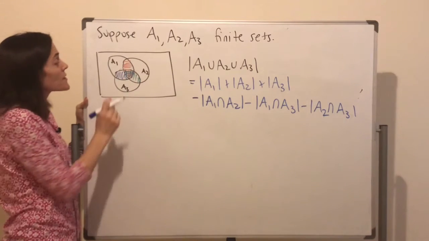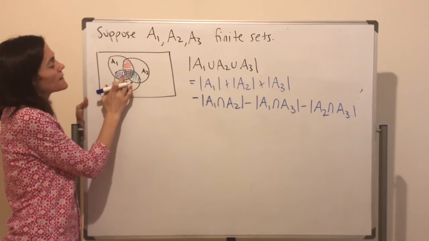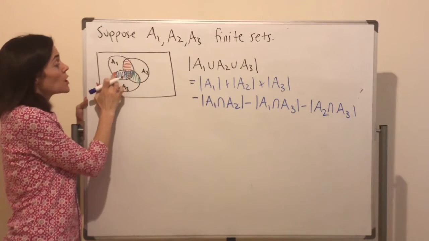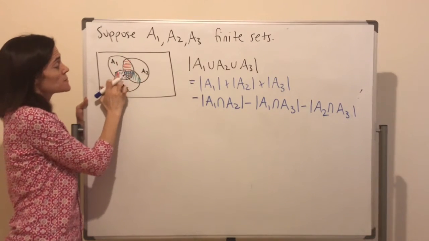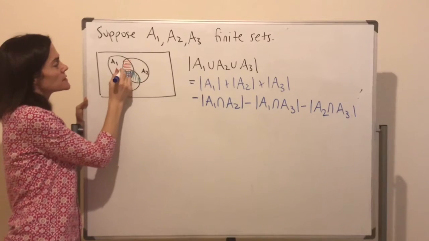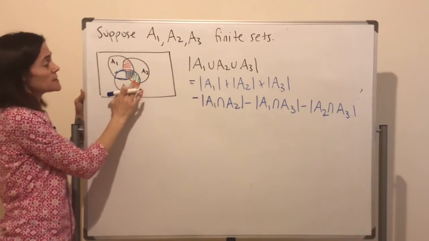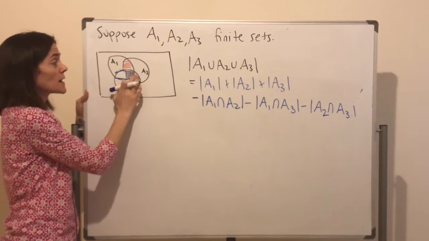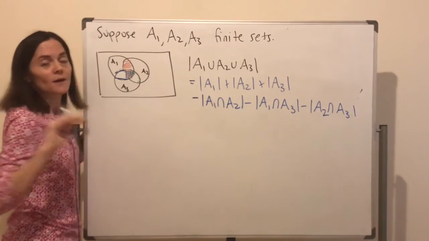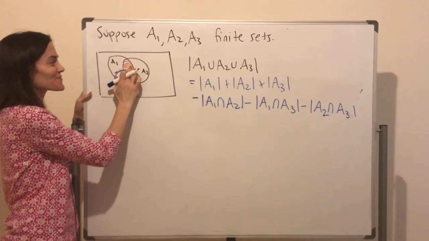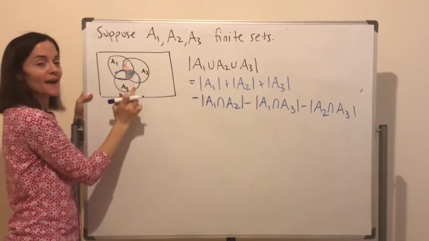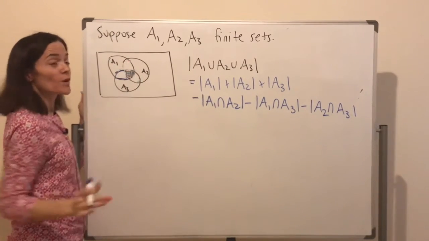Okay. What happened? Everything so far, if you are in this that's just blue, we added it 1, 2 times, we subtracted it 1. So now it's been counted the number of times it's there, which is 1 time. Everything in just this green, we added it 1, 2 times, subtracted it 1, we're good. Everything in just this red, we counted it 1, 2 times, subtracted it 1, we're good.